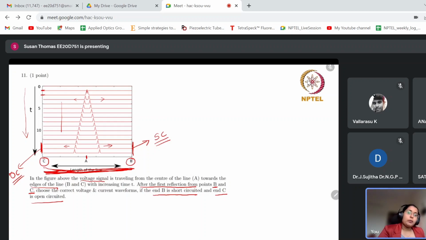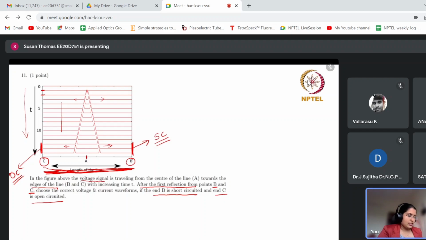So what will happen to the voltage waveform? What will happen to the voltage waveform at a short circuit boundary and at an open circuit boundary? Can we draw a voltage waveform immediately after the reflection? I mean, immediately after the reflection, what happens to the voltage wave?